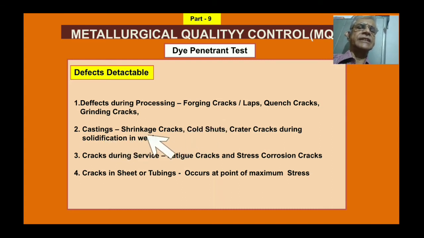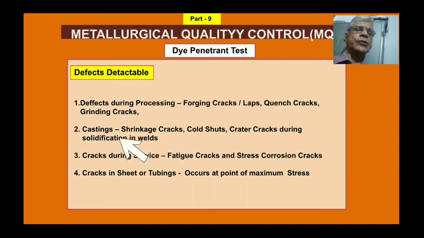In casting again, there are shrinkage cracks, cold shuts, crater cracks. This crater crack forms during solidification of weld. You must have seen that during welding, at both ends where the solidification starts and ends, you see a crater type of thing. Okay, it's a crater. So that also can be seen through this dye penetrant test.